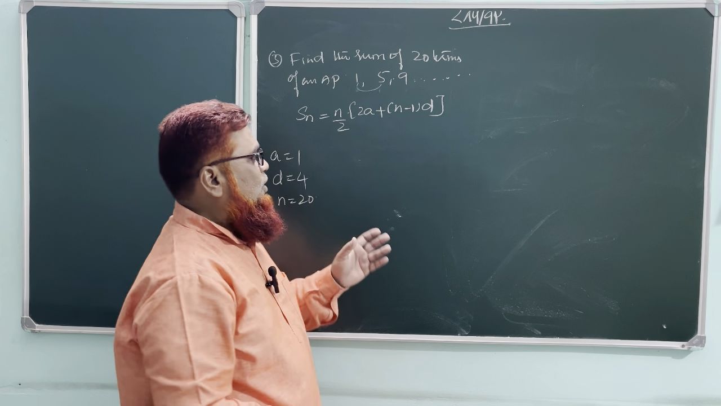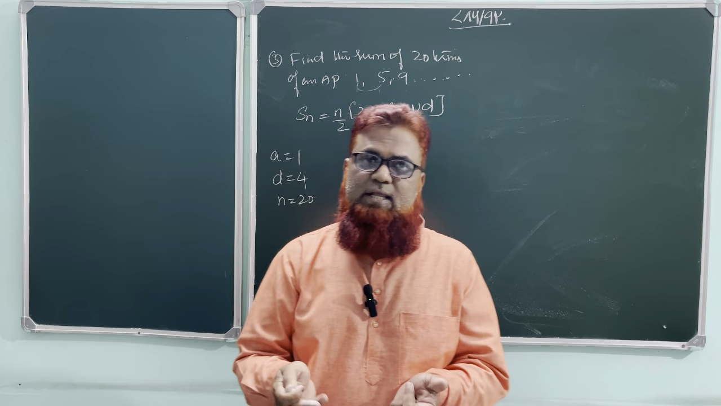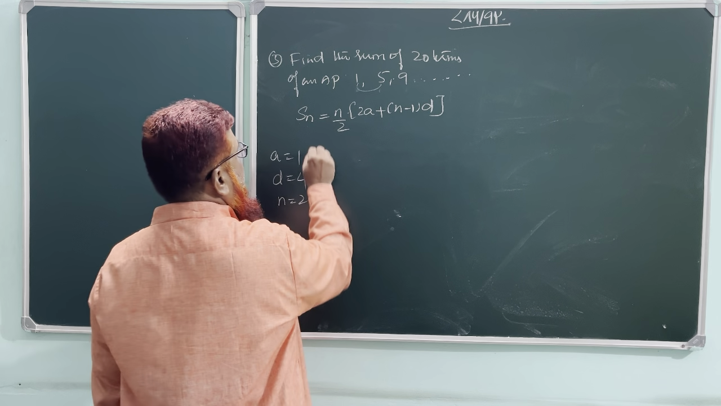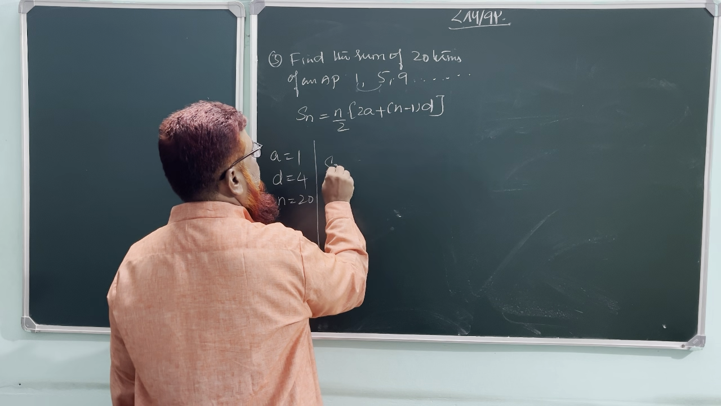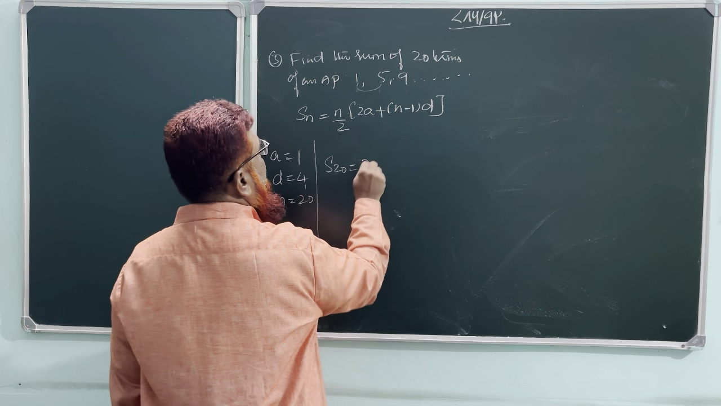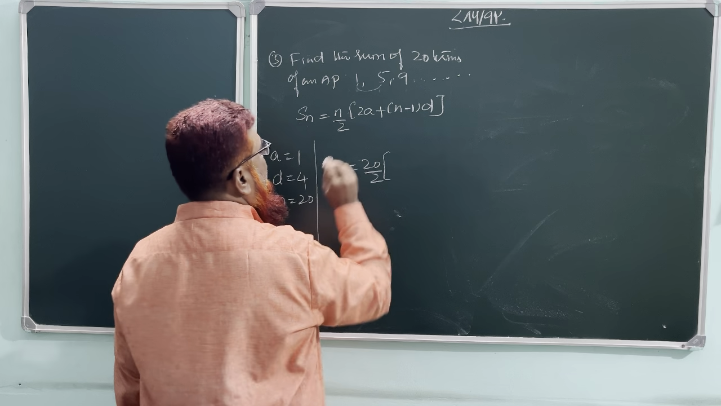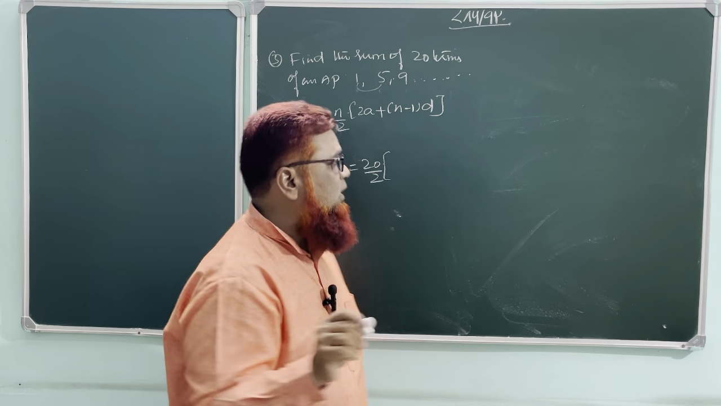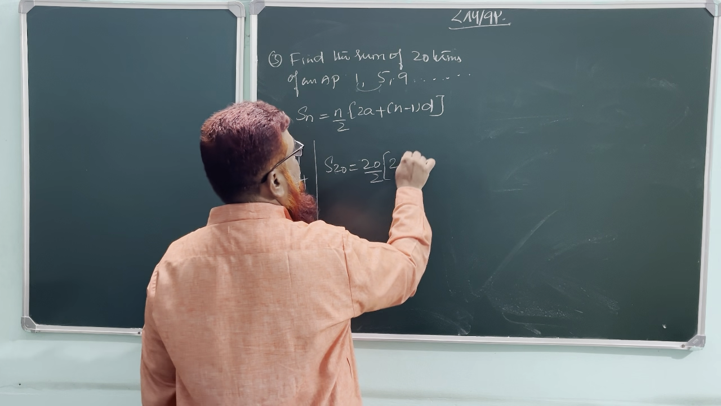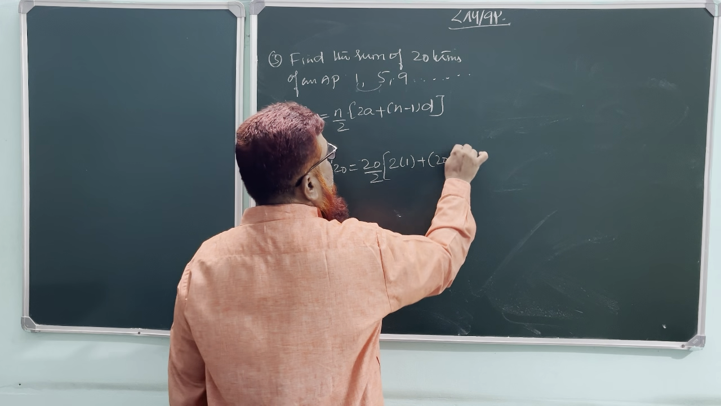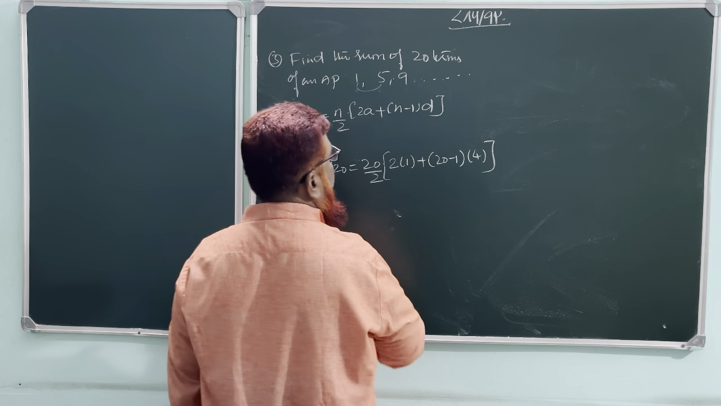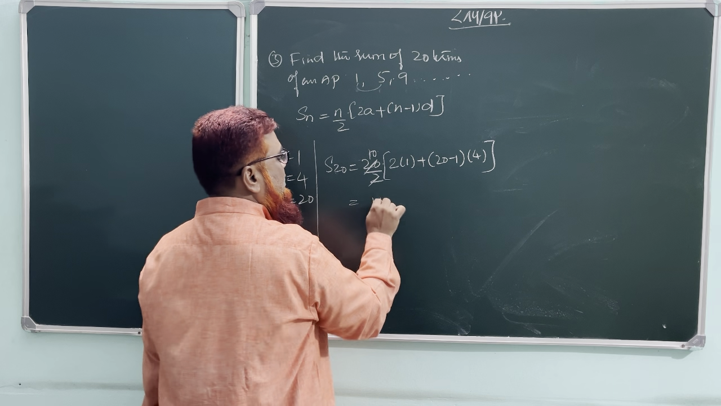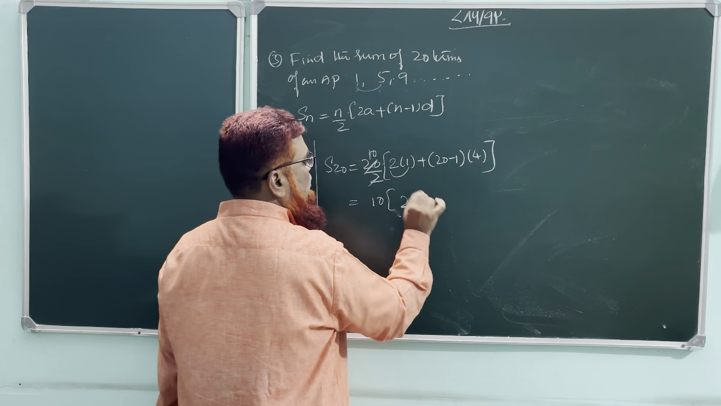Right. Now we have n, we have a, and we have d. Just substitute in the formula. What do you get? S20 is equal to 20 by 2. Wherever you have n, you substitute 20, a is 1 and d is 4. That is 2 into 1 plus (20 minus 1) into 4. Bracket closed. 20 divided by 2. 2 tens are 10. 2 ones are 2.